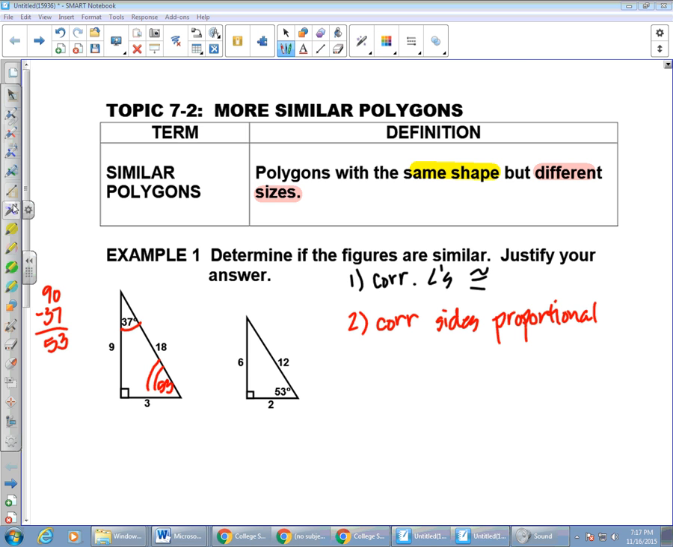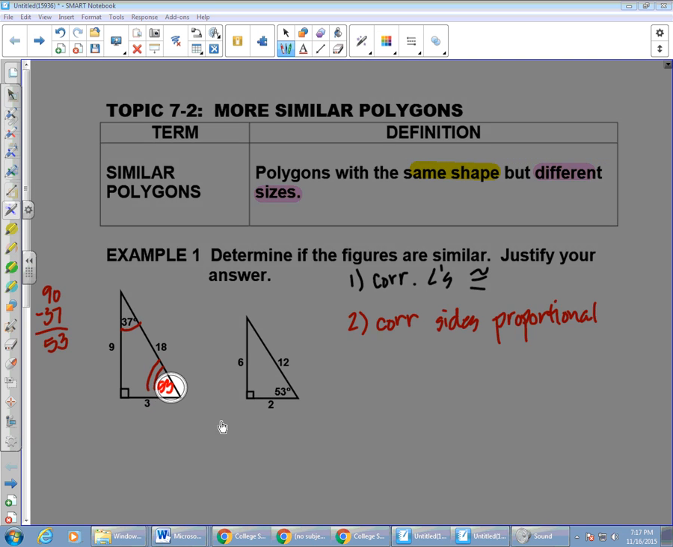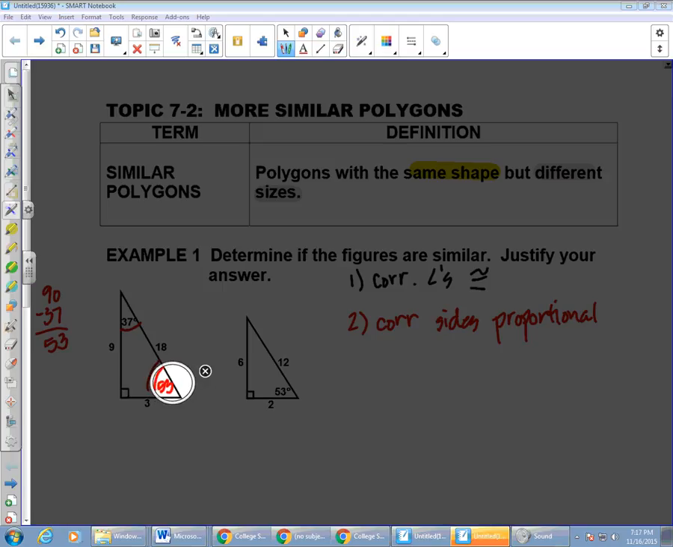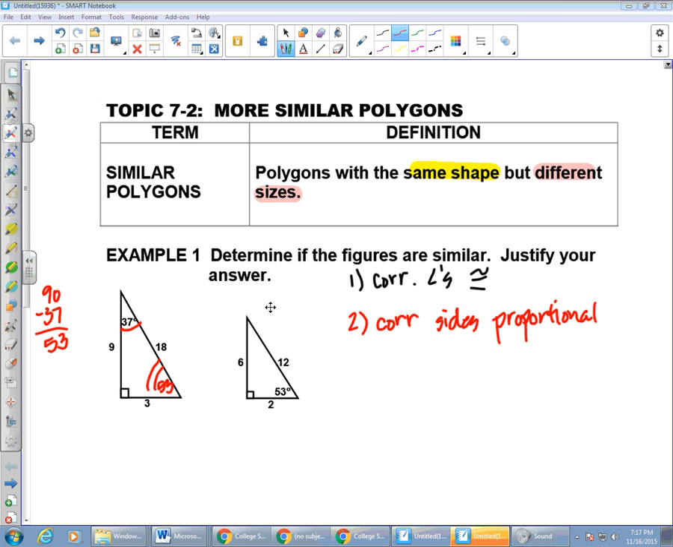Now when I compare the angles of these two triangles, I got a right angle, I got 53 degrees, I got a right angle, I got 53 degrees. Here I have 37, so that means that this angle has to be 37, which means that we've cleared checkpoint 1, the corresponding angles are congruent. All right, so now I need to clear checkpoint 2. Checkpoint 2 is the corresponding sides are proportional. So 9 corresponds to 6, 3 corresponds to 2, and 18 will correspond to 12.